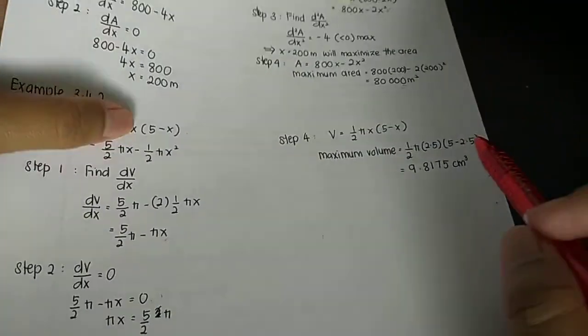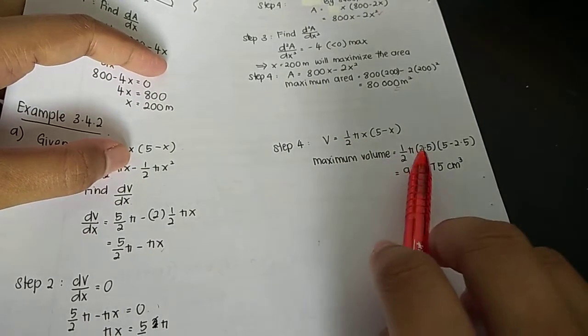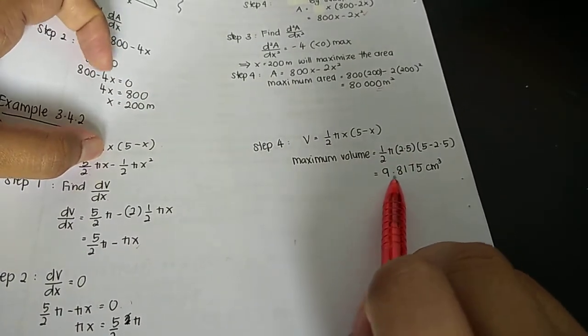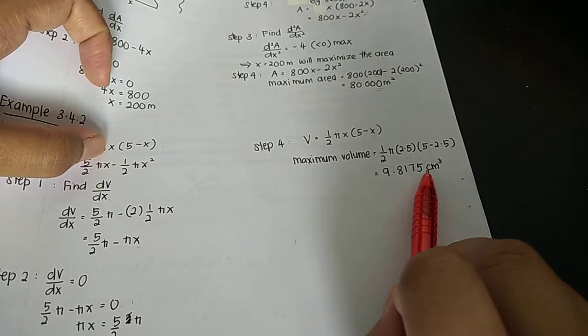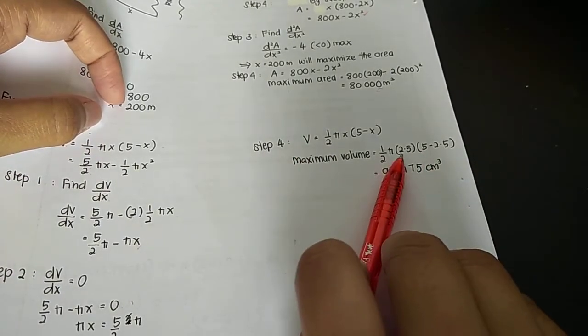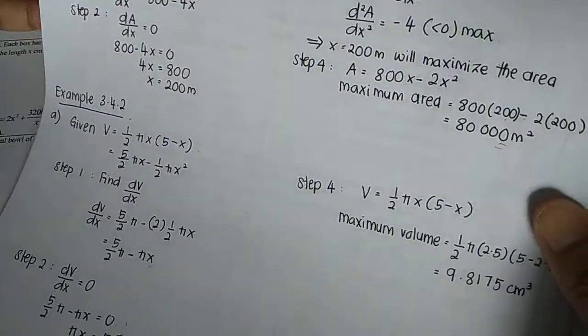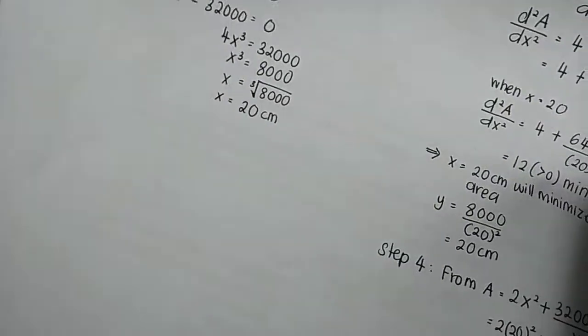So last step is masukkan balik x dia dalam formula V tadi. So last kali jawapan awak akan dapat 9.8175 cm cube sebab volume. Okay, just masukkan je value x kat sini daripada original dia bagi. Okay, so kita tengok yang B.